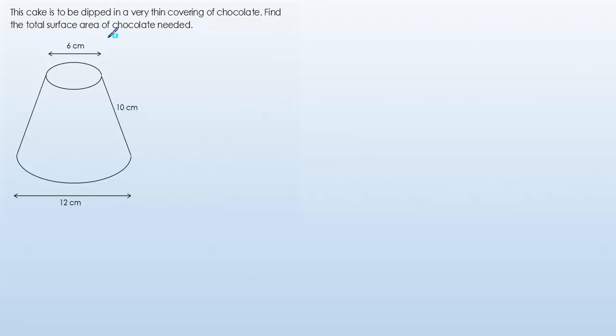This cake is to be dipped in a very thin covering of chocolate. Find the total surface area of chocolate needed. Now clearly we're going to need to cover this circle here, and there's also a circle at the bottom that we need to cover. But the curved surface is more of a problem for us because it's not just the curved surface of a cone. But consider the following.